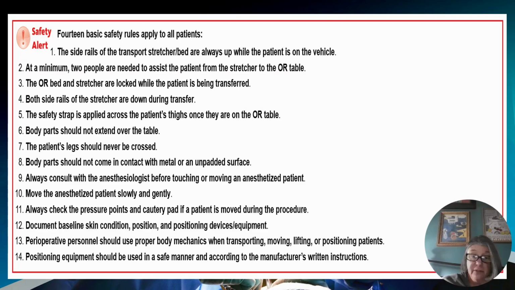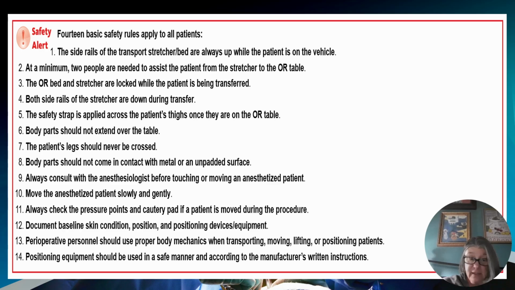Both side rails of the stretcher are down during transfer. Safety strap is across the thighs once they are on the OR table. Body parts should not extend over the table. Patient's legs should never be crossed. Body parts should not come in contact with metal or any unpadded surfaces.